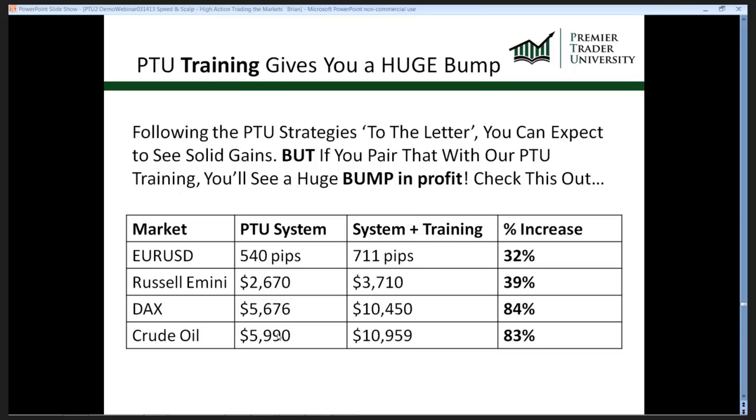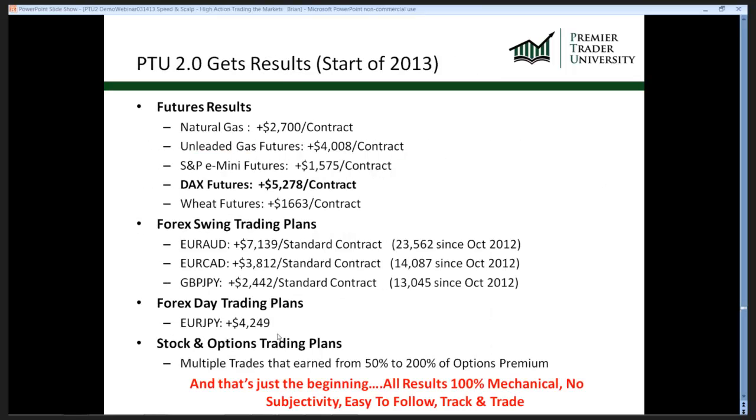You can trade it either way, but as you will experience as a trader, there are just times when you don't want to ask the market to break certain key levels, and that's what we teach you. So here's some very recent results from PTU 2.0. And in the next slide, we're going to have Troy go through some of the results of Trend Jumper.